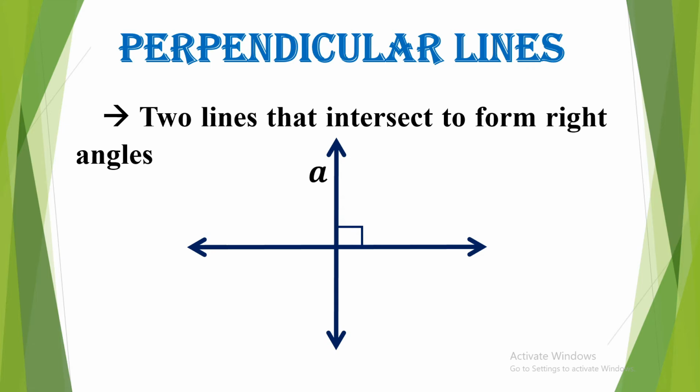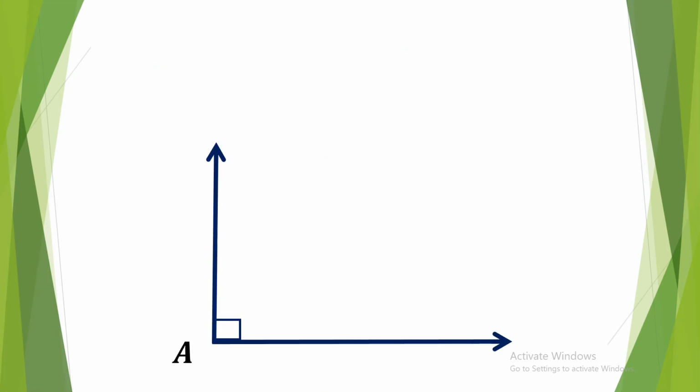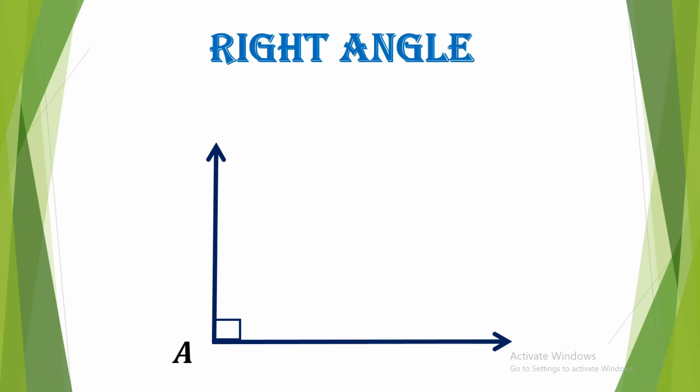So in here, we have line A and line C. So line A is perpendicular to line C. The symbol for perpendicularity is an inverted capital letter T. Next, from the figure on perpendicular lines, we have this one. An angle with a square or rectangle figure on the vertex. That angle is called, very good, it's a right angle.